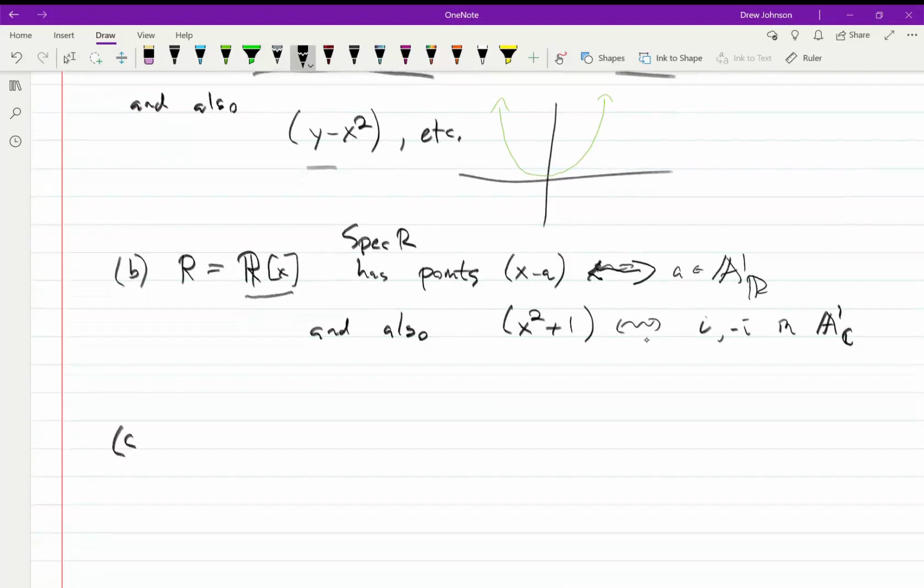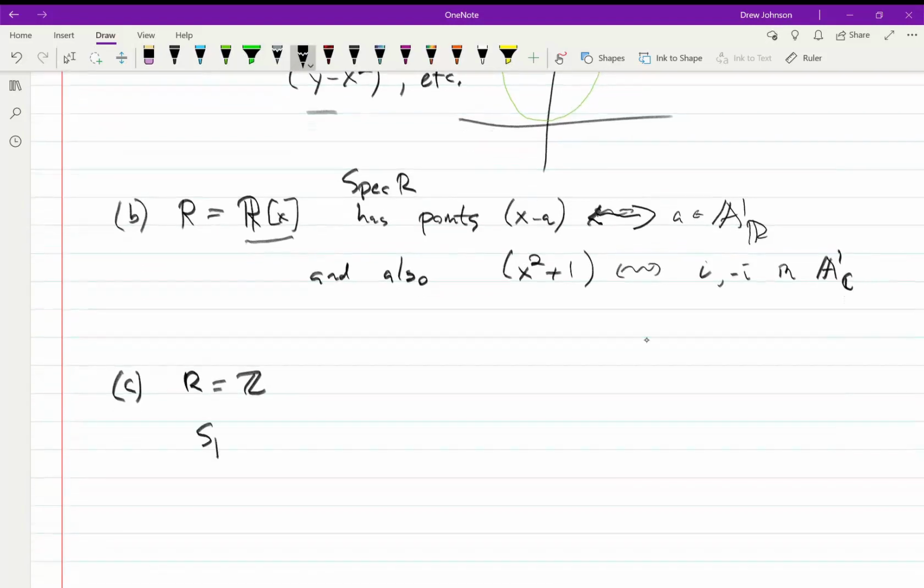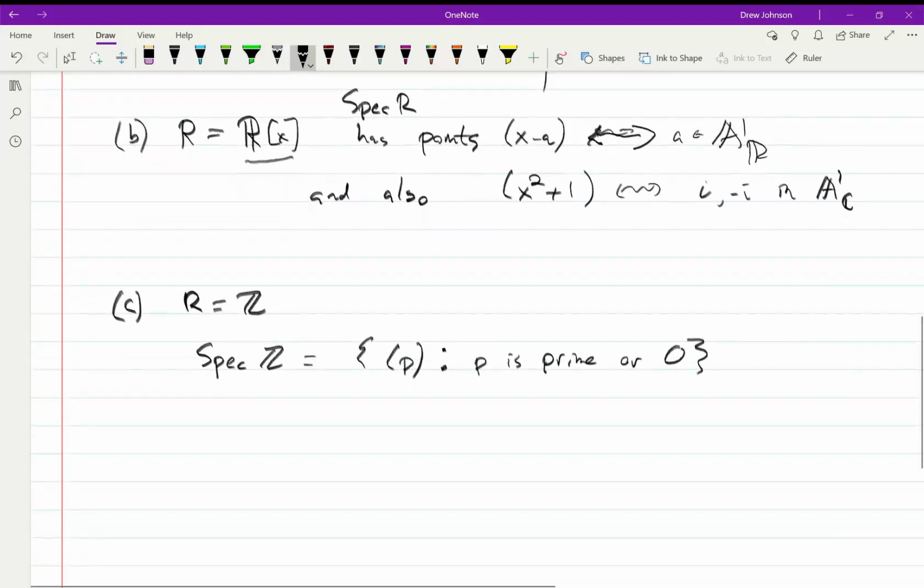And finally, let's look at an example of when R equals Z. So this is an example that's not really related to the geometry of varieties so much. So in this case, the spectrum of Z is just equal to, well, we just have the prime ideals generated by prime numbers, right, (p) where p is prime, or the zero ideal is also a prime ideal. All right. I don't know if I have more to say about that right now.